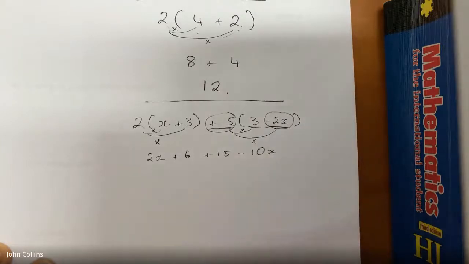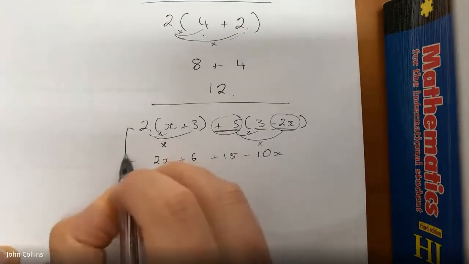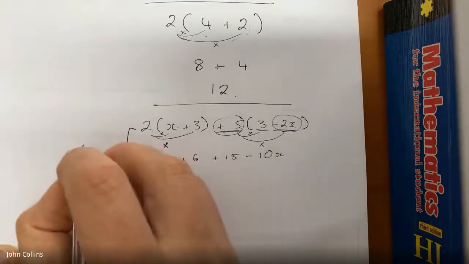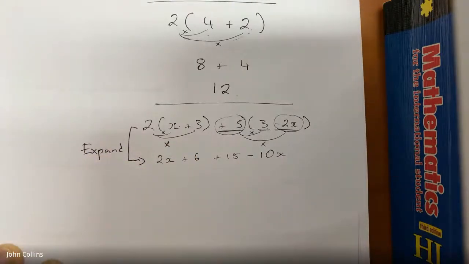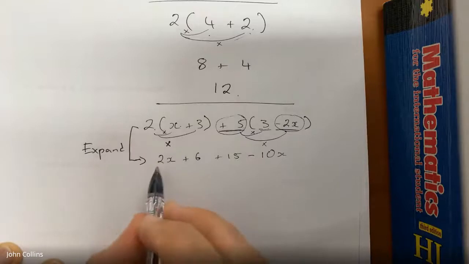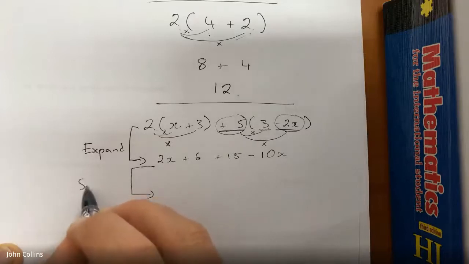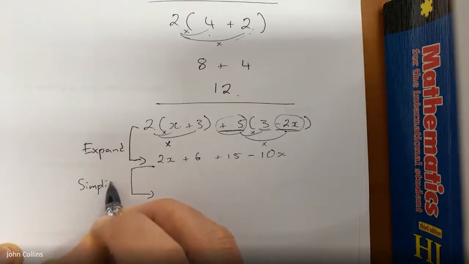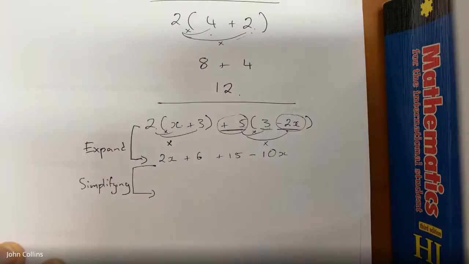It's 10 x's. Now at that stage, this is called expanding. I have expanded from here to here is called expanding. That's it, expanded. Now from here to here, I can tidy that up and collect like terms, and remembering we did that, it's called simplifying, where we collect like terms.